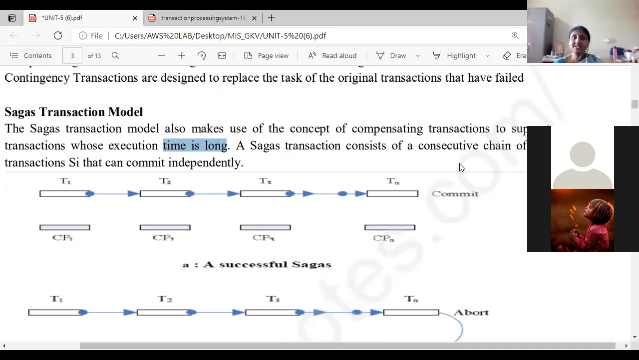Okay, a Saga's transaction consists of a consecutive chain of flat transactions. I have already told you that it is a sequence of transactions. That means it contains a chain of transactions, Ti, that can commit independently. We can commit these transactions independently. So a sequence of transactions T1, T2, T3, T4, and we are saying commit. Through this sequence of transactions, we are making some changes to our database.